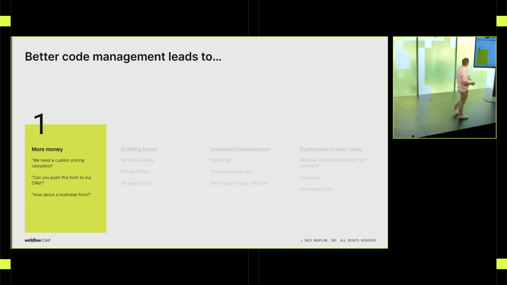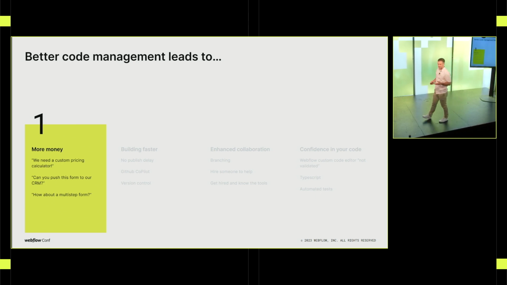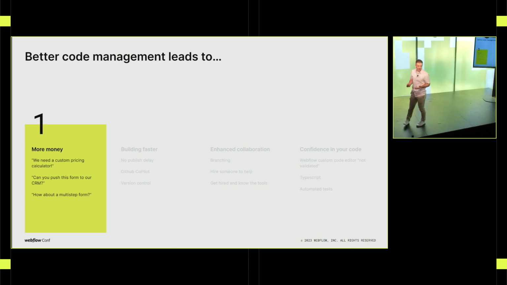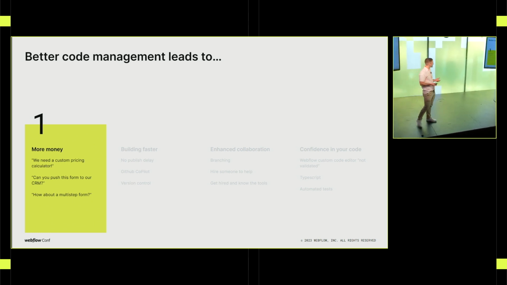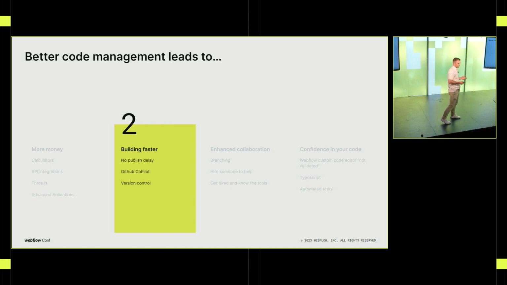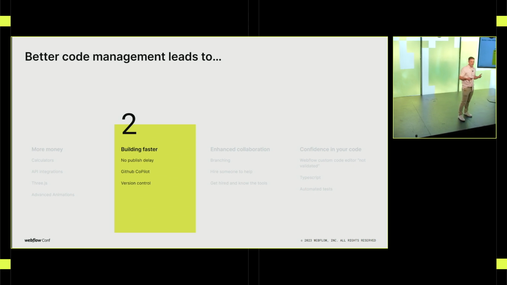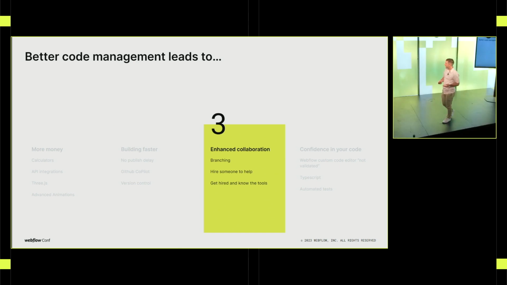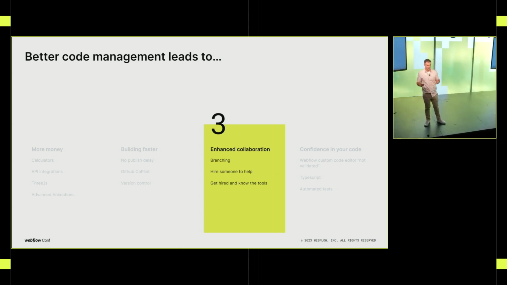And better code management can lead to more money in your pocket, because you can provide these advanced functionalities that a lot of Webflow developers can't yet provide with native features. You can build faster. You don't have to wait to click the publish button. It's just going to pull it on your published live site. You can use GitHub Copilot to use AI to generate dummy data, generate code, all sorts of things. You can get enhanced collaboration. I already talked about this quite a bit, but if you're an agency owner, you could hire people really easily and just add them to your GitHub account and bring them in.